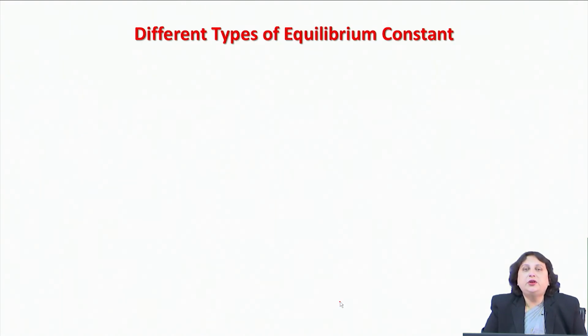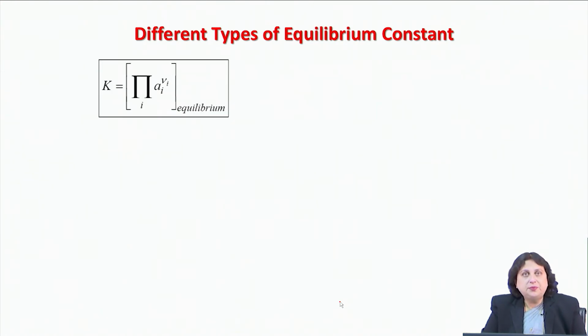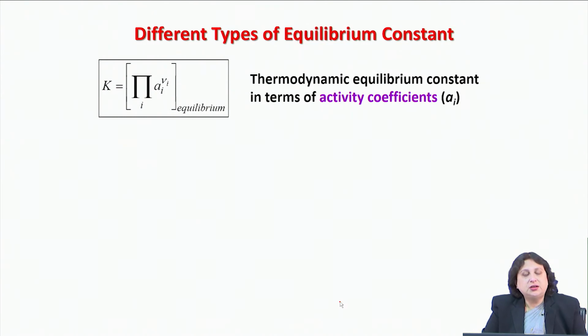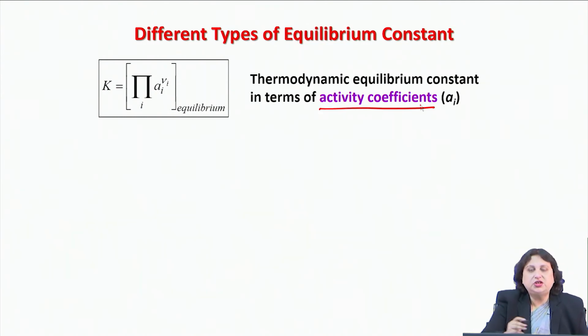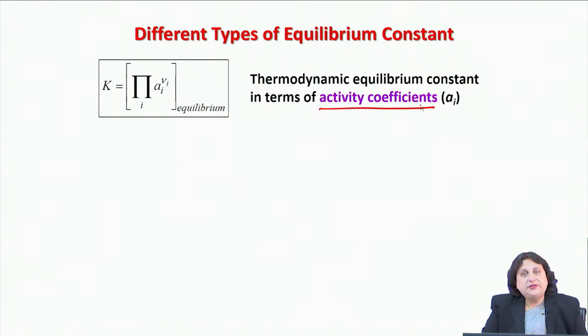Now, with this background in mind, let me remind you that depending on the way you are describing the activity that enters the expression for equilibrium constant, you can have many different types of equilibrium constant depending on the application that you have in mind. For example, this is the general expression in terms of activity and activity coefficients. I will come back to this when we discuss the electrochemical equilibrium.